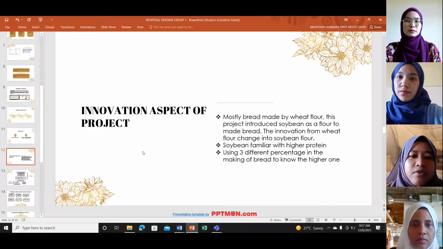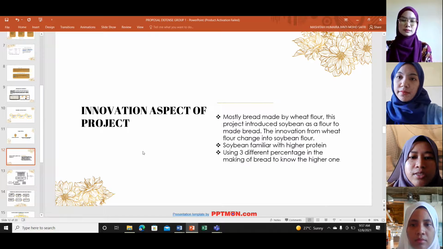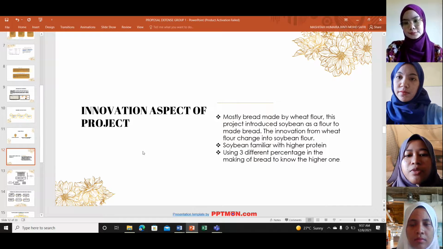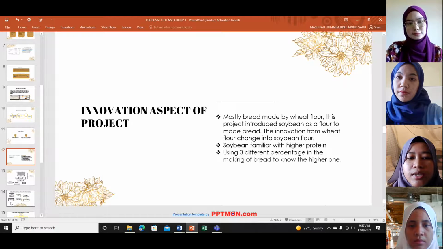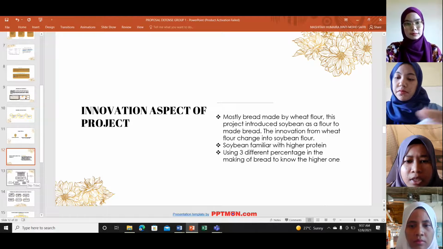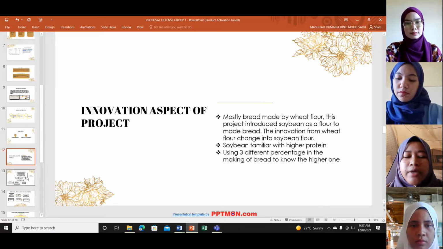Okay, for the innovation aspect of the project, most bread is made from wheat flour. This project introduces soybean as the flour to make bread. The innovation is that wheat flour is changed into soybean flour. Second, soybean is known for higher protein, and using three percentages in making the bread is to know the higher one.